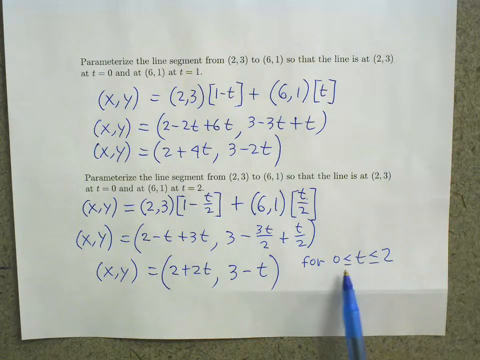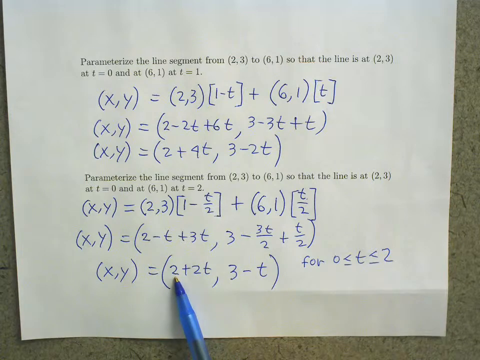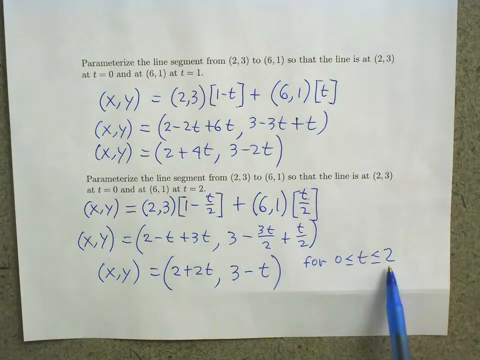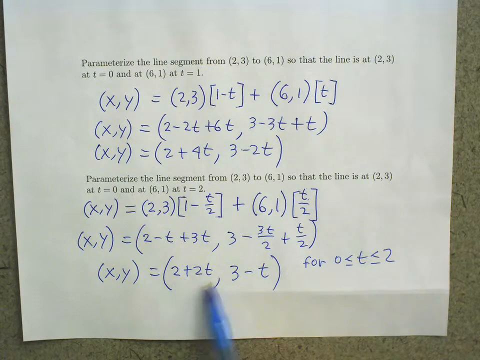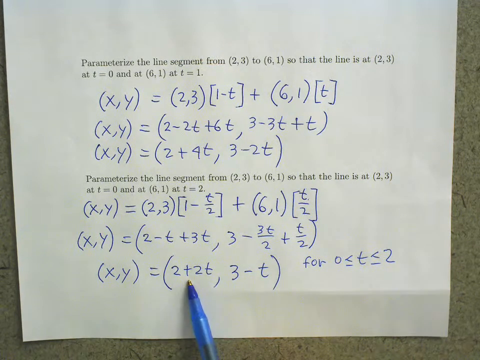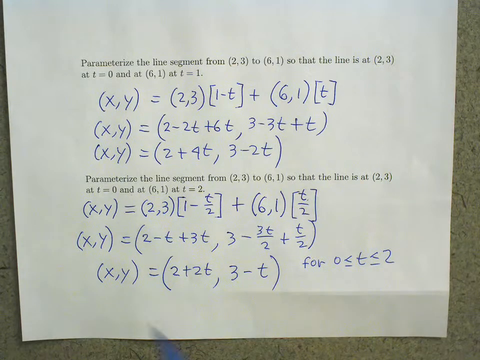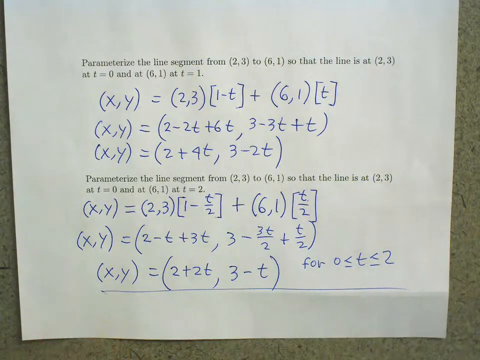Yeah, so let's just visually check. When t equals 0, the ordered pair is 2, 3. That's what we want to start with. And when t is 2, 2 plus 2 times 2 is 6, and 3 minus 2 is 1. That's our endpoint. So everything checks out on this one.